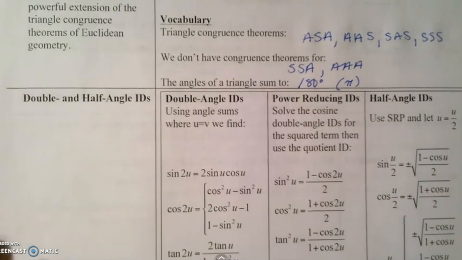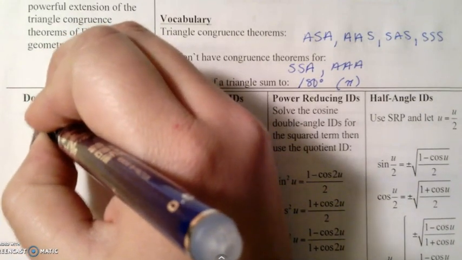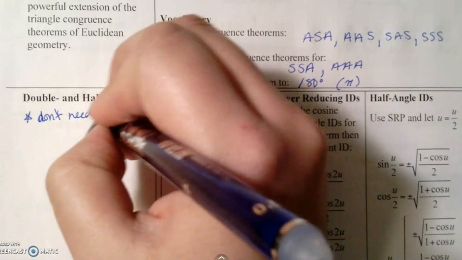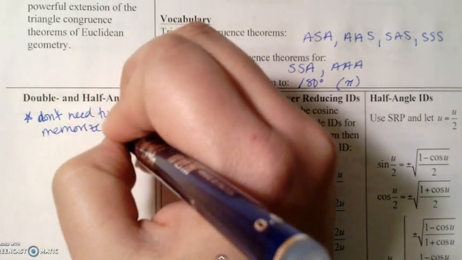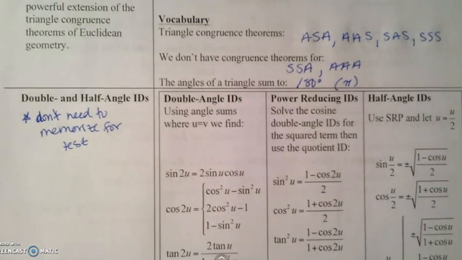In order to talk about the law of sines and cosines, we're going to quickly run through our multiple angle identities. These are ones that I don't expect you to memorize for the test. These are the only ones that you don't have to memorize. If you need one of these identities, I will give it to you.